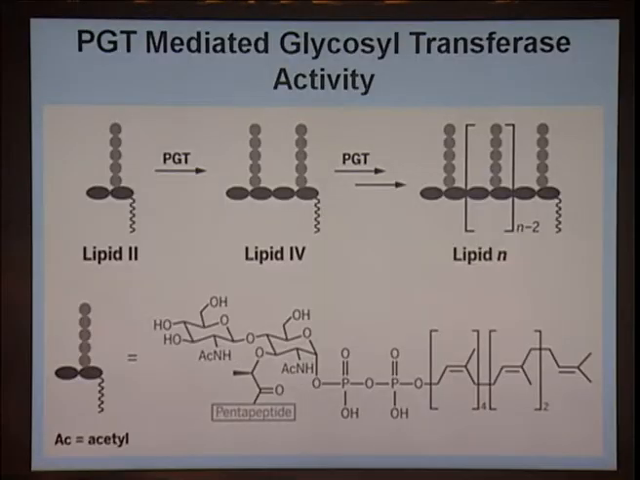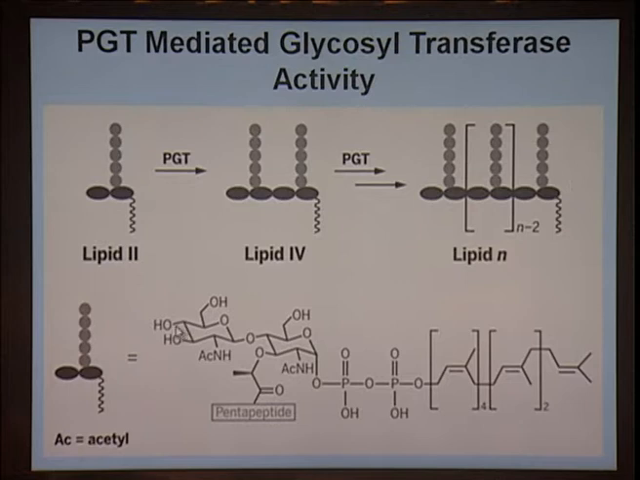So, the transfer of glycosyl group is a very important step, and this glycosyl transferase activity you can see will lead to the formation of the first unit, which is lipid 2, and I told you in this particular form it comes out of the membrane, then it gets into the lipid 4, and then finally n number of residues will join to produce the long peptidoglycan layer of the bacterial cell wall.